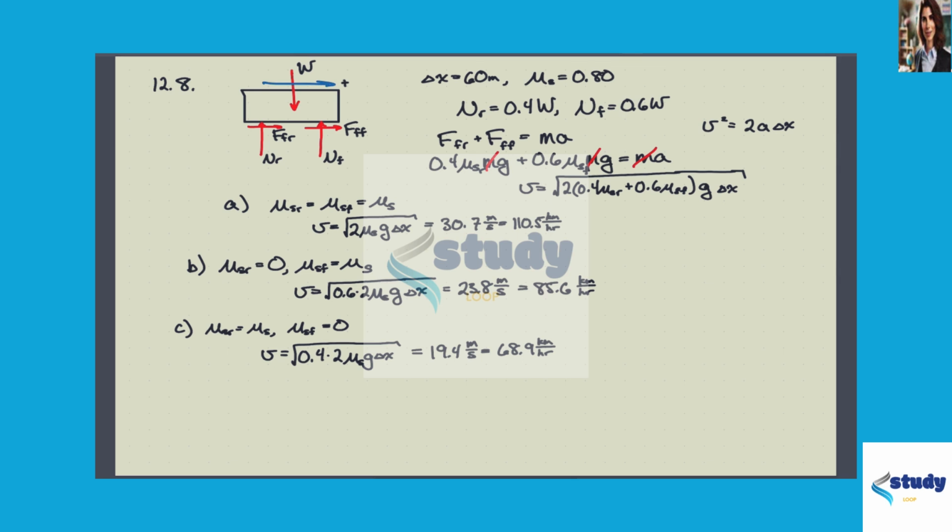So we wind up with this factor of square root of 0.6, dropping the maximum speed down, because essentially there's less traction. Now if it's a rear-wheel drive car, mu s front is 0, so there's no drive force from the front wheels, and the rear wheels have the maximum friction. This term drops out, and now we have a factor of square root of 0.4. Plugging all of this in, we get 19.4 meters per second, or 68.9 kilometers per hour.